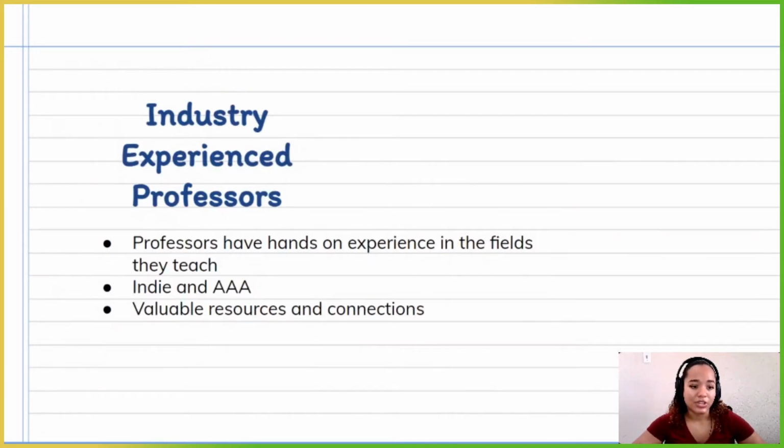You also get industry experienced professors, and this is one of the big selling points of Sheridan. So professors will have experience in the fields that they teach. So what that means is if you're in a level design class, your level design teacher has worked as a level designer at some point in their career. Teachers have worked both in indie studios and in AAA studios, so they can kind of provide insight on both sides of the industry. They can be very valuable resources and connections.